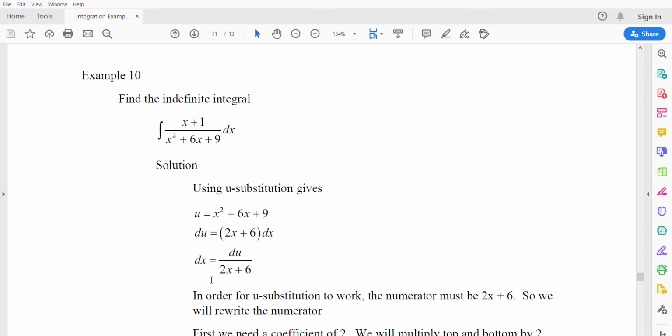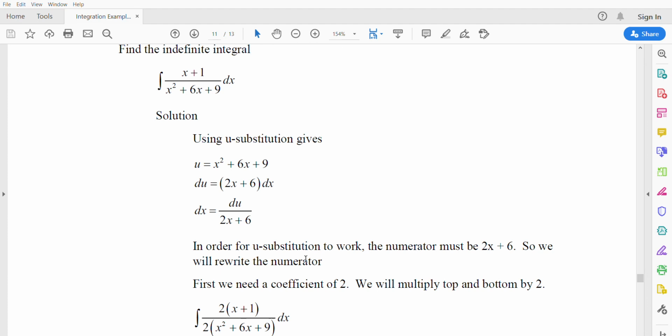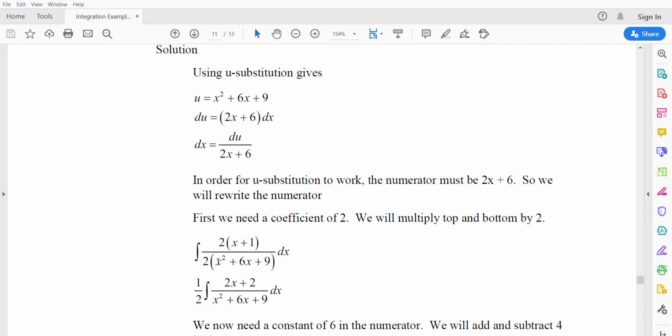dx is going to be du over 2x plus 6. In order for u substitution to work, that numerator has to be a 2x plus 6. So we need to rewrite that numerator. The first thing we need is a coefficient of 2 in front of the x. So we're going to multiply the top of our fraction and the bottom of our fraction by 2.